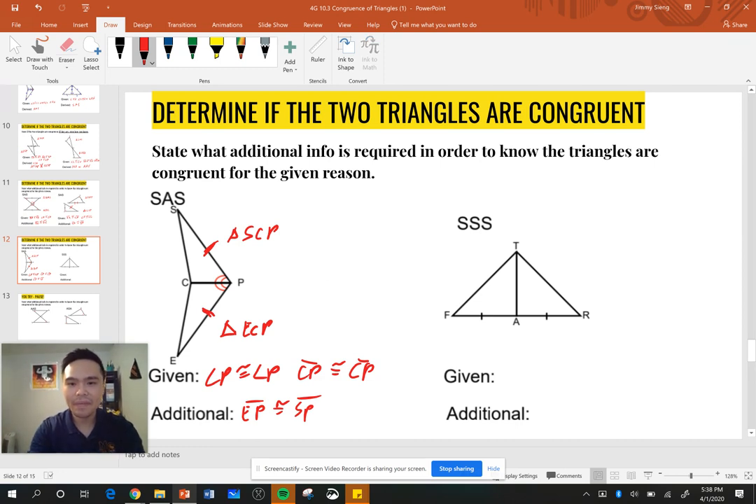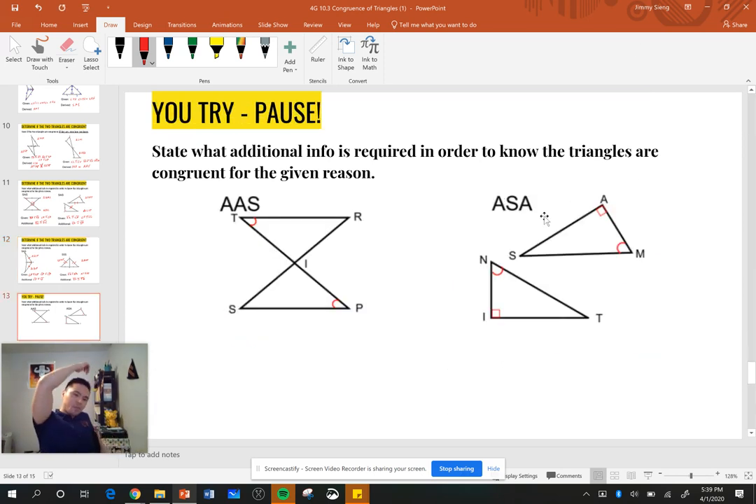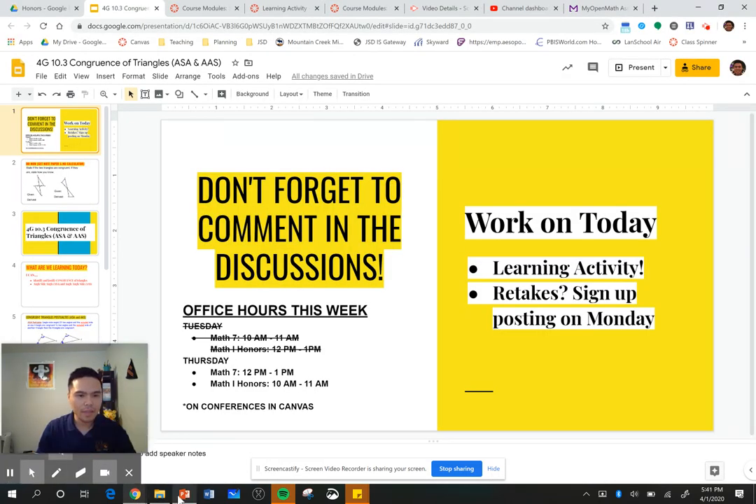Next one is side. Look at what we have. I got here FAT and RAT again, it looks like. Well, what's given is FA is congruent to RA, and then AT is congruent to AT, right? What we need is these right here, which is TF and TR. Okay, we're almost done. Go ahead and try this last one. Pause this video, prove to yourself what you need for this, write down what you're given, and we'll finish it up, right? Go ahead. Okay, students, hopefully you did.